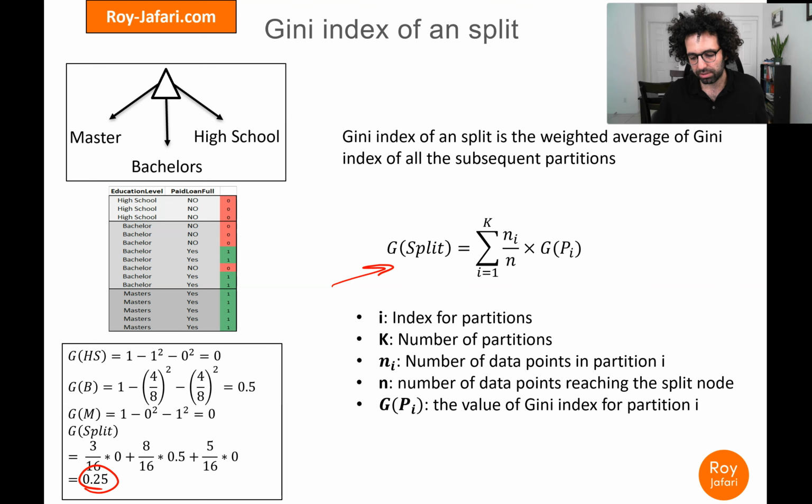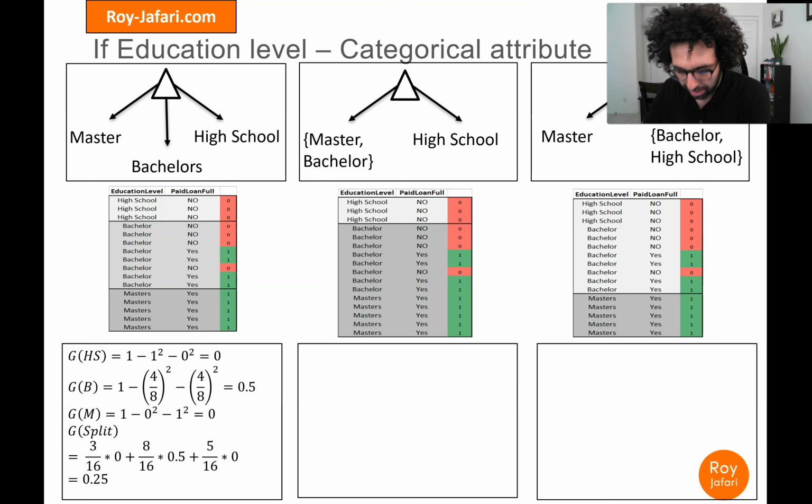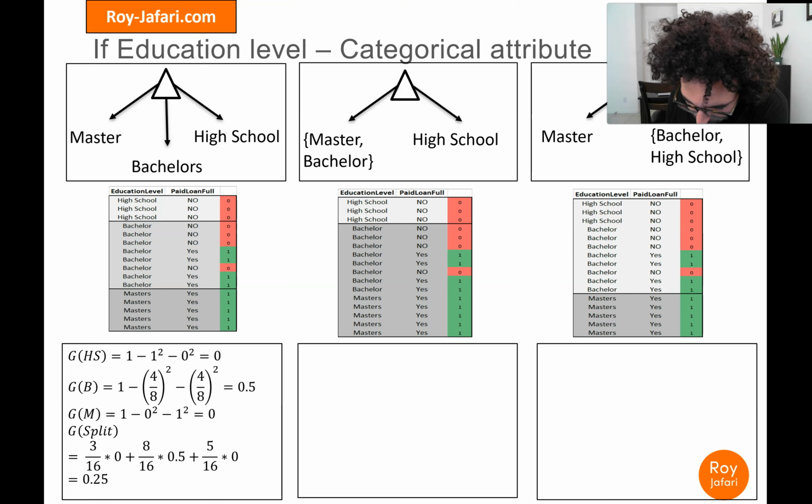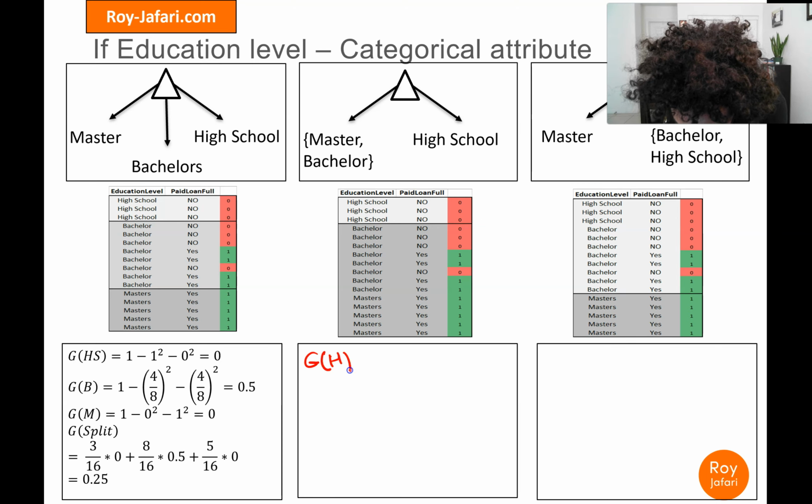Let's look at an example instead of going over this formula. So for example, I'm going to do the same thing here. We have to calculate the Gini index for high school, which is going to be very similar: 1 minus the probability of no, and we are just going to look at this one. The probability of no is going to be (3 over 3) to the power of 2 minus (0 over 3) to the power of 2, which is going to be 1 minus 1, 0, right?